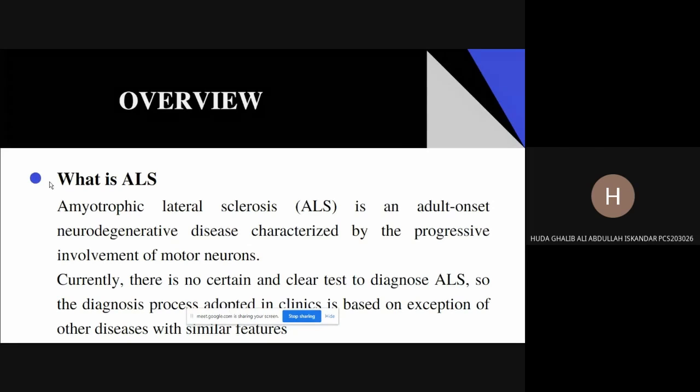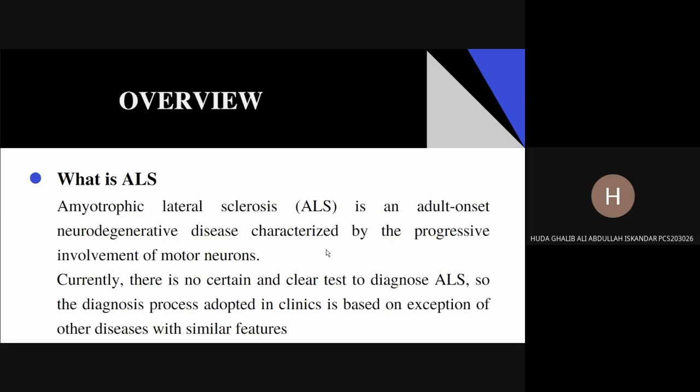As a shortcut, we will say ALS. So, we would like to know some information or some background about ALS. ALS is a shortcut for amyotrophic lateral sclerosis. It is a disease that impacts the neuron system in adults, which causes motor deficits and weakness in lower and upper limb muscles. As a result, it causes difficulties in moving arms and legs.